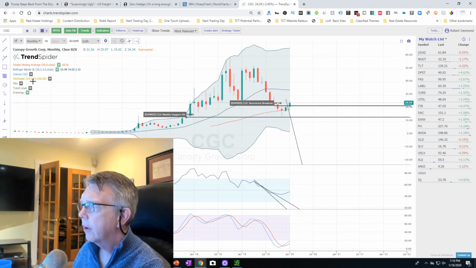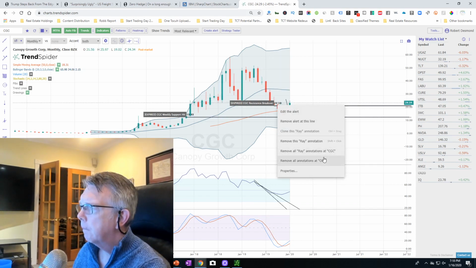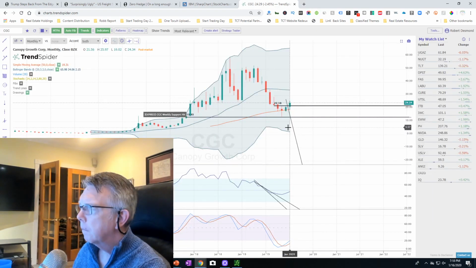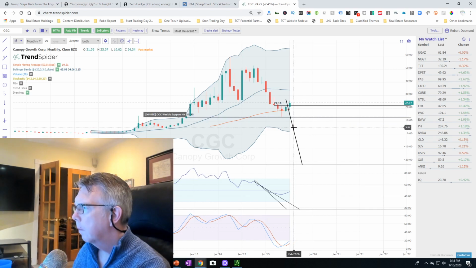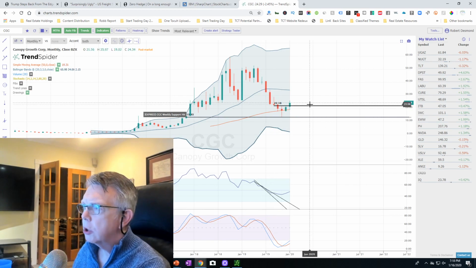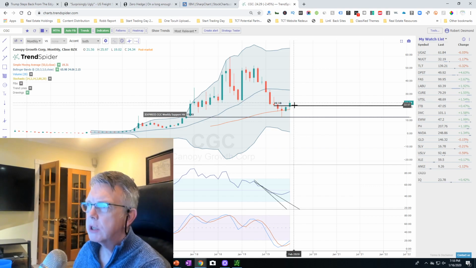Let's go to the monthly chart first. Good. Let's get rid of this alert. Okay, better. So monthly chart at current, we're trading above a resistance level. I think that next month, given the weakness that we've seen, we're going to get a retest of support, and that's at 22.10.